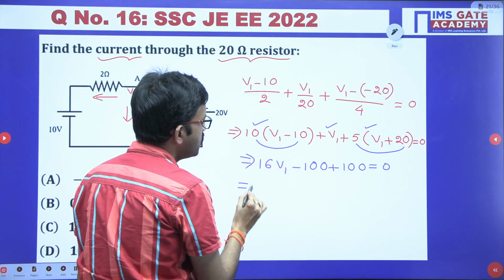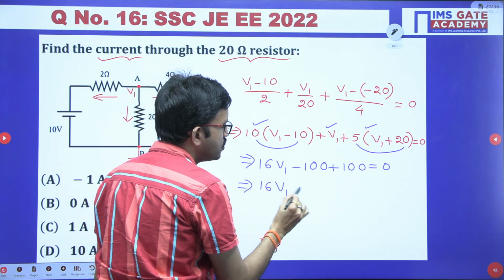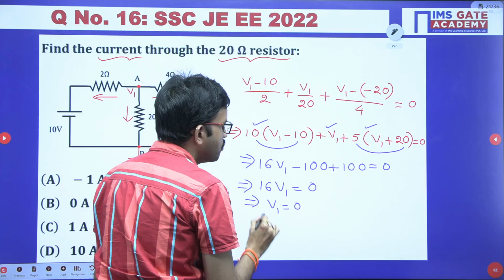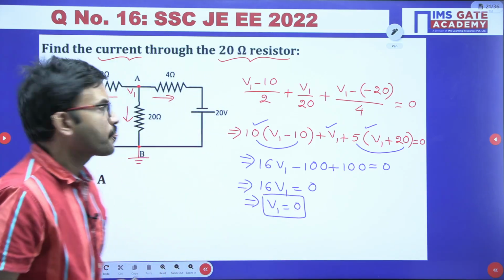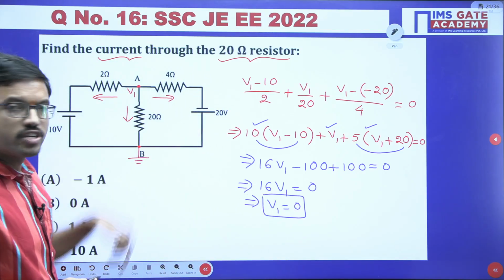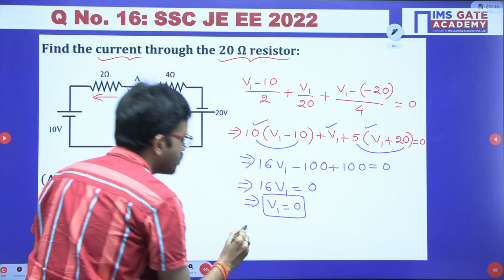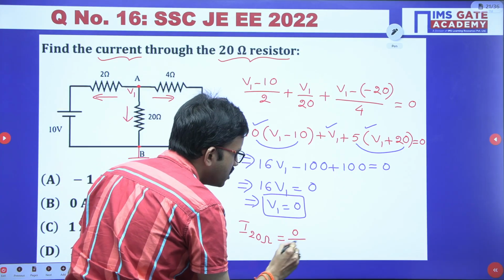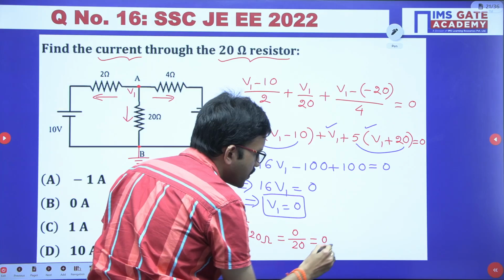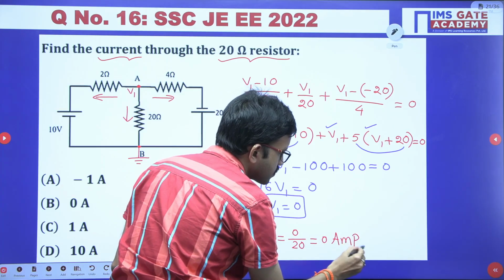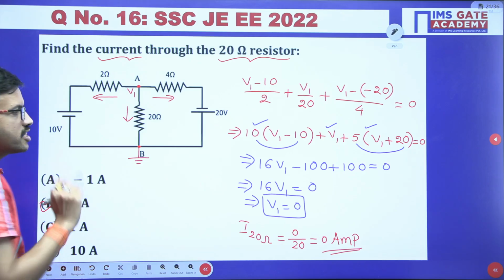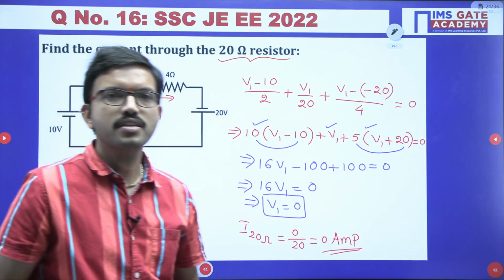So from here you are getting 16 V1 equal to 0. From here you are getting V1 equal to 0. The moment you are getting V1 is 0, obviously the current flowing through 20 ohm resistor will be 0. That's all. The current flowing through 20 ohm resistor is 0 by 20, that is nothing but 0 ampere. So the answer for this question is option B. Option B is the correct answer.